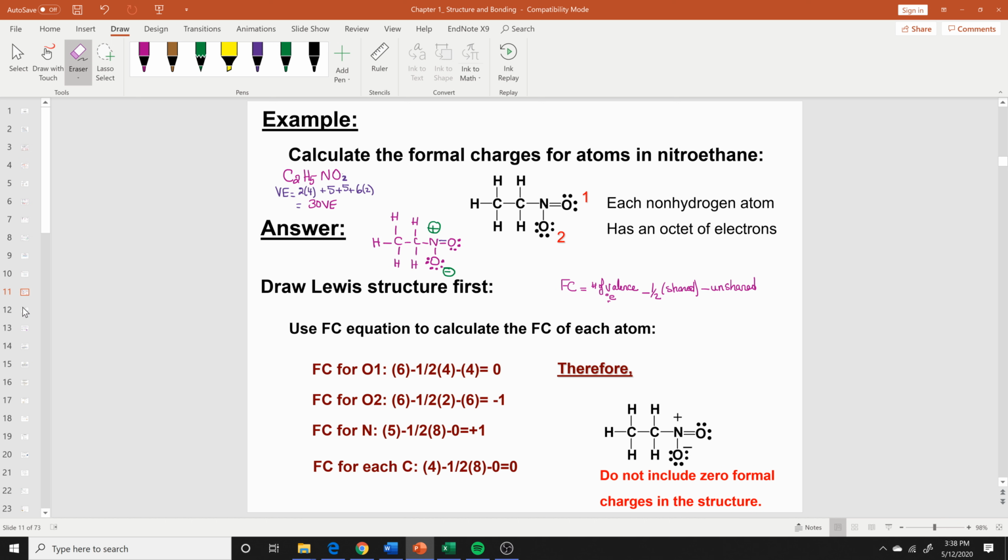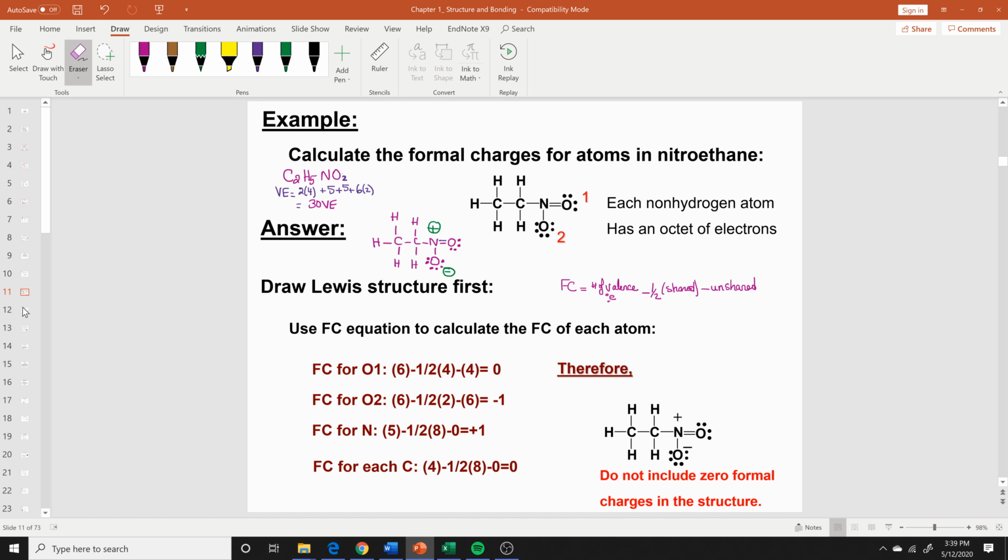This is another example. Calculate the formal charges for the atoms in nitroethane. I'm giving you the nitroethane structure and asking you to calculate the formal charges of oxygen 1 and oxygen 2. I know from the table that when nitrogen has 4 bonds, its charge is positive 1. When oxygen has 1 bond, its charge is negative 1. So the formal charges are positive for the nitrogen and negative for the oxygen. This means the total molecule is neutral, a 0 charge.